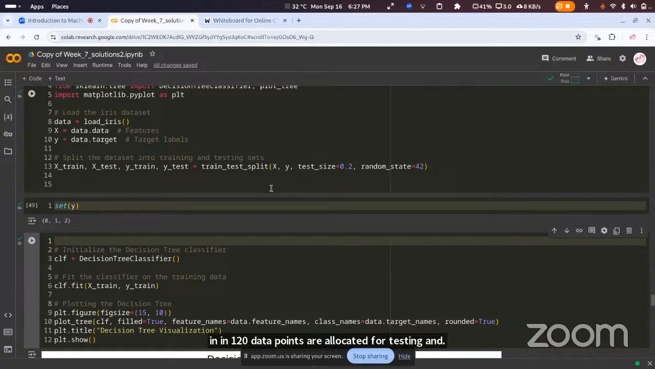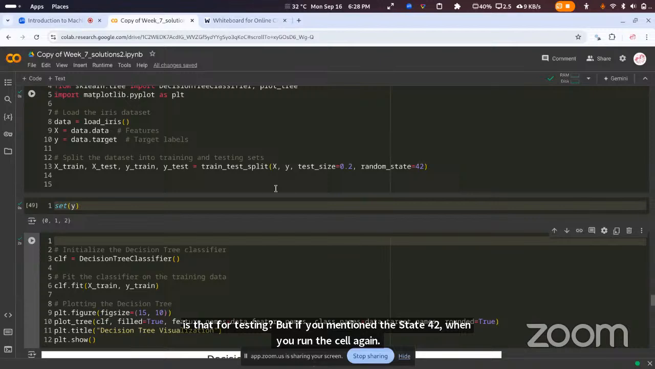Here we mention a random state of 42, so that when you run the cell again and again, no new data points are gathered in train or test. For example, if there are 100 data points, it randomly takes 80 data points and allocates them for train, and another 20 random allocation is done for testing. But if you mention the state 42, when you run the cell again and again, the same random points go to train and testing.